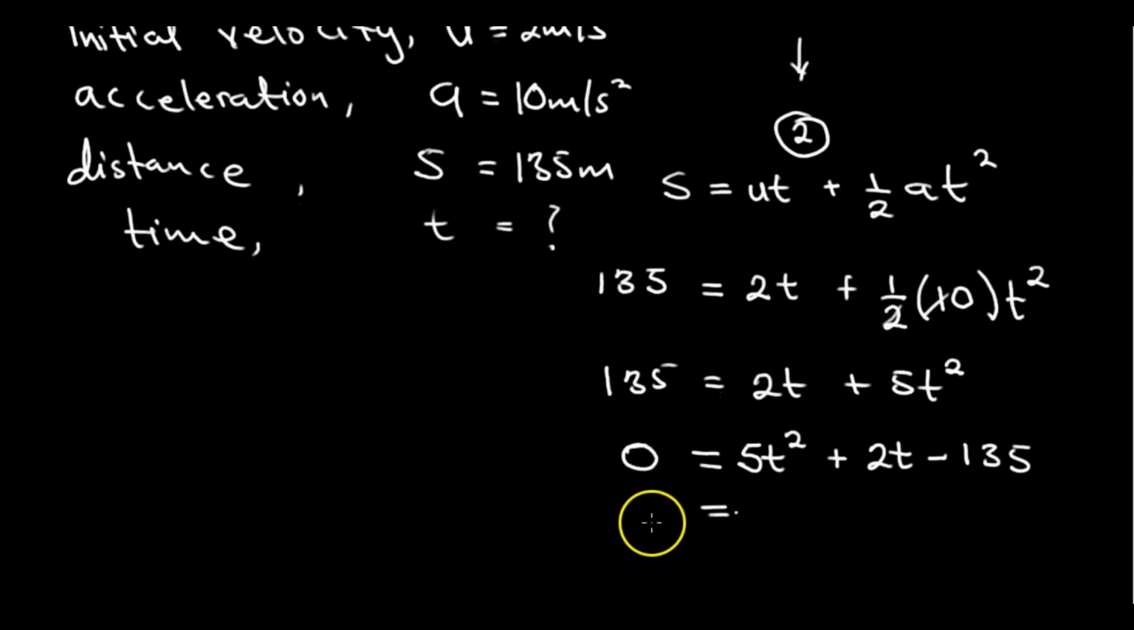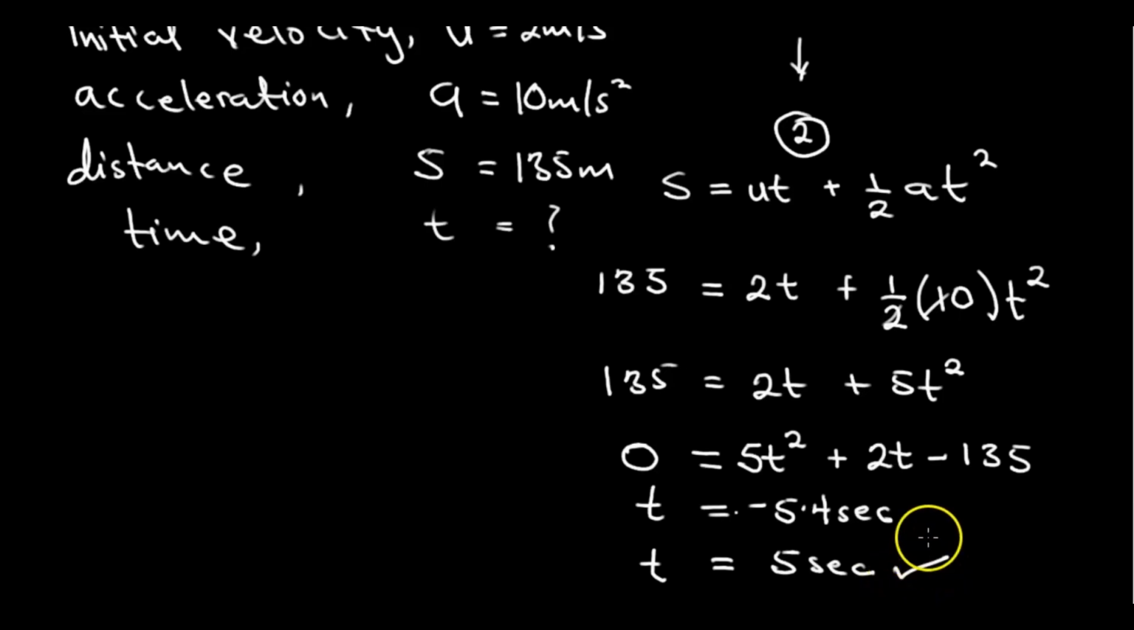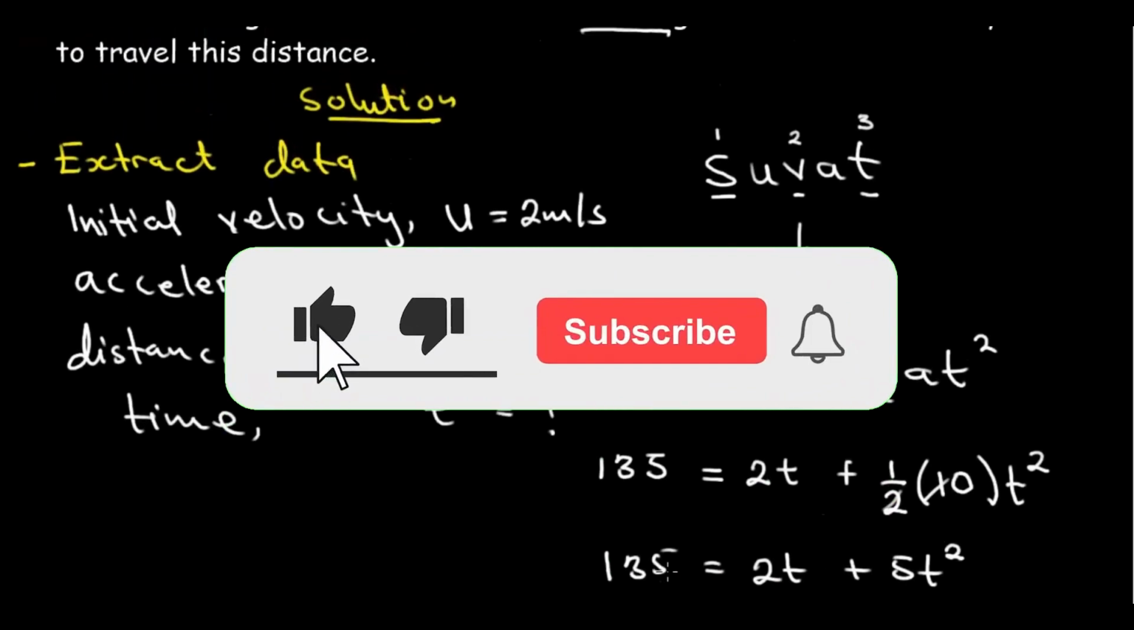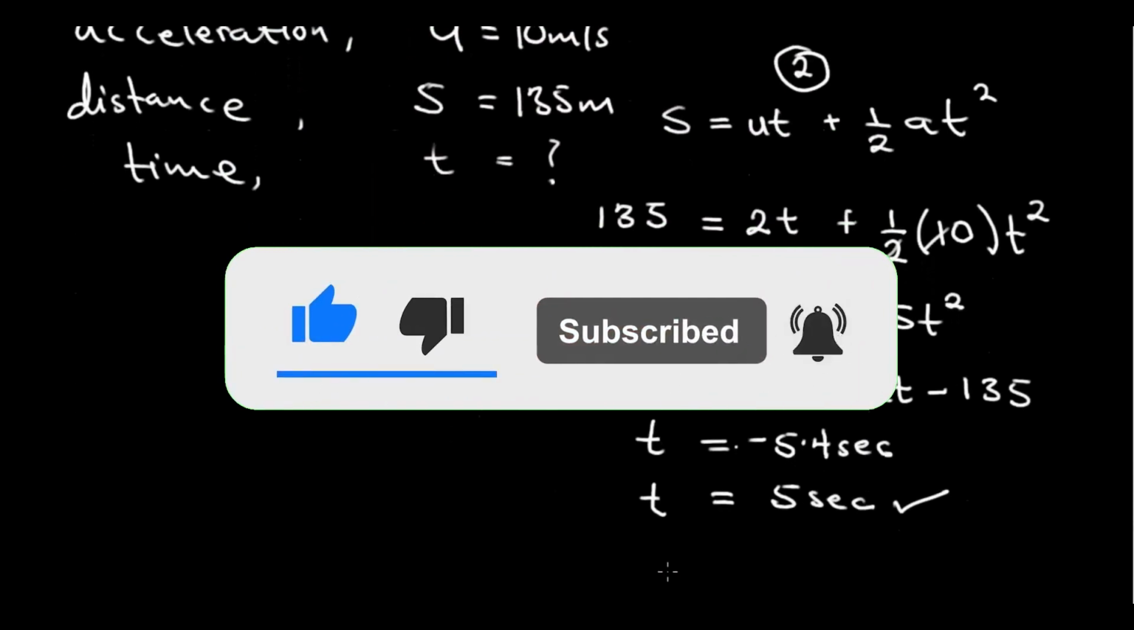With your calculator, you find out that T has 2 values. The first one is negative 5.4 seconds, and the second value of T is 5 seconds. Which one of these do you think is the answer? Time does not travel backwards, so we cannot have a negative time. Likewise, time is not a vector quantity, but a scalar quantity, and therefore it always has positive values, no negative values. So the time it took the car to travel a distance of 135 meters is 5 seconds.